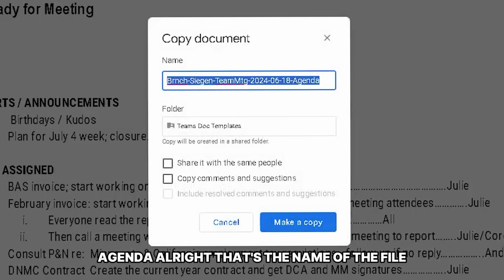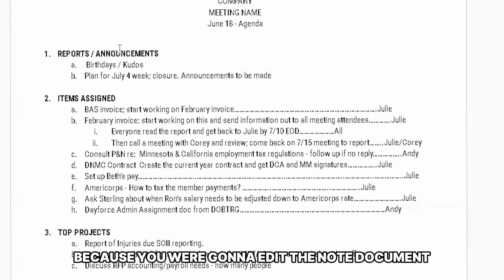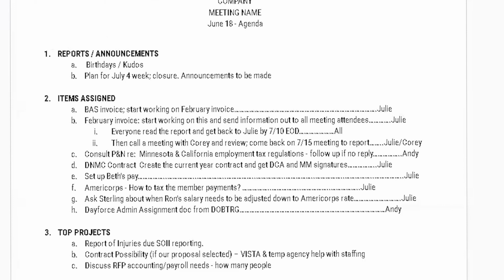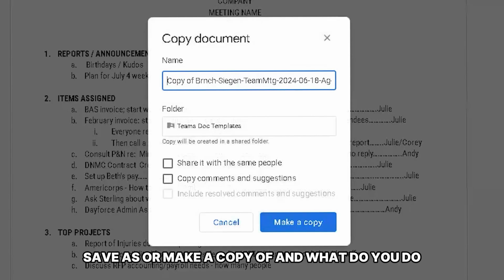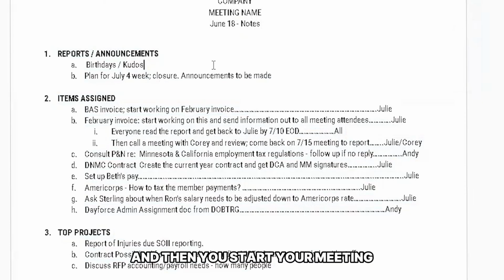Agenda. That's the name of the file. You start your meeting, and right before the meeting, you create your notes because you are going to edit the note document. So you go to File, Save As, or make a copy of, and you simply change the back of it and call it Notes. And then you start your meeting.